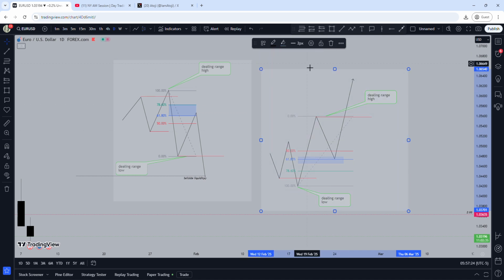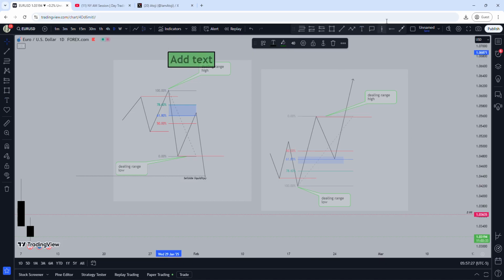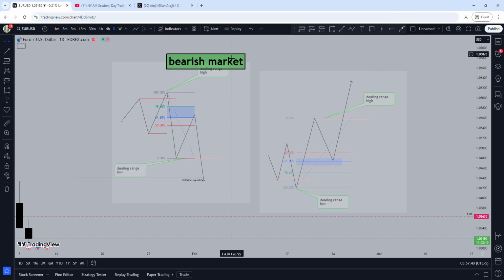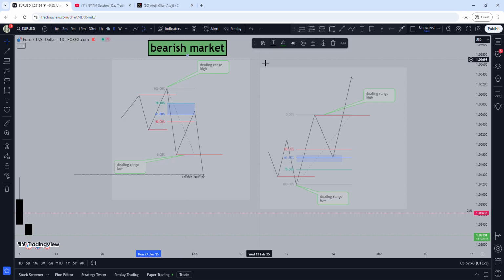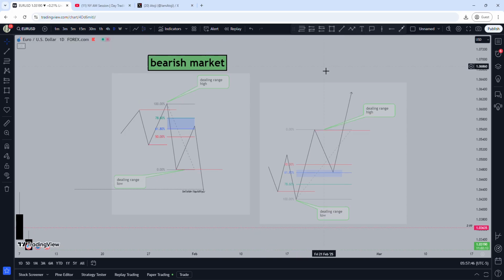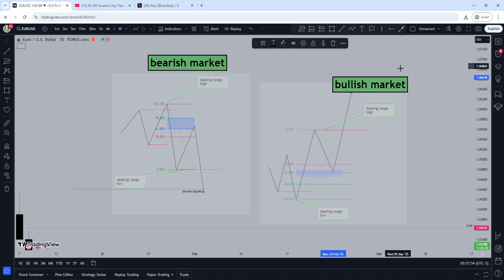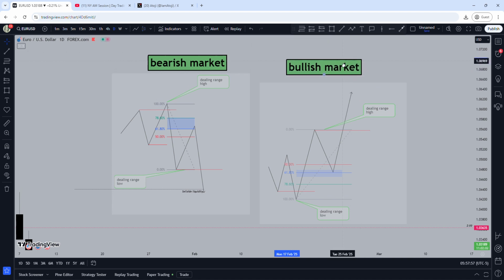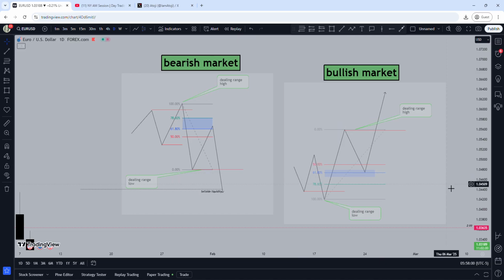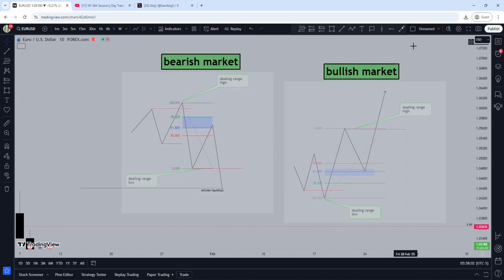POI. So this is for the bearish market, and this is for the bullish market. So take your time to digest what I've just said.